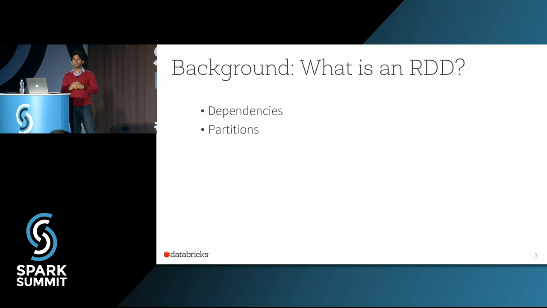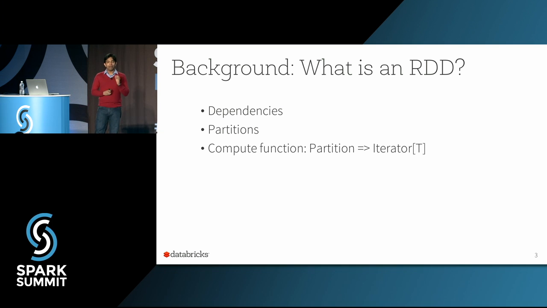Then we have some ways of partitioning the RDD, or the data inside it. More specifically, this also maps to how we partition the compute so that we can execute or operate on that RDD in a distributed fashion. And finally, we have a compute function. The compute function is nothing but a map from each partition to an iterator of data that's actually stored within this RDD.